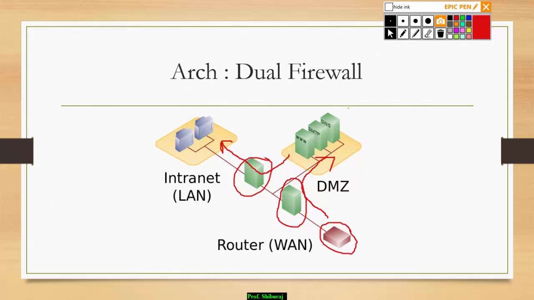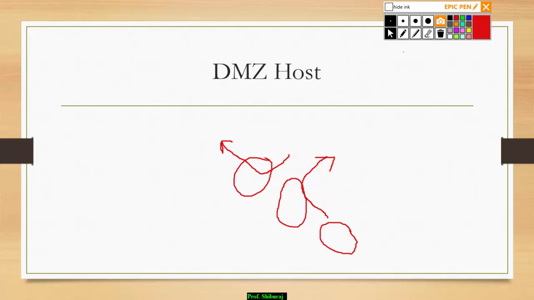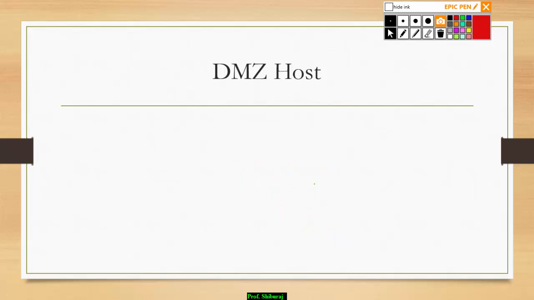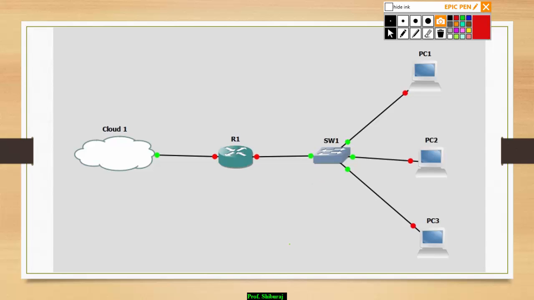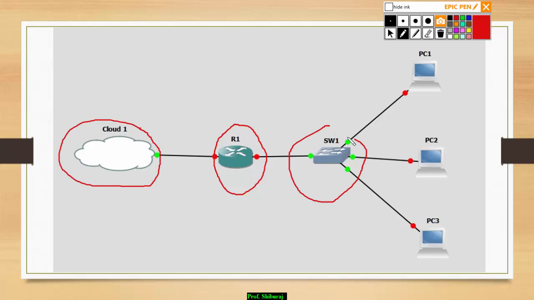But in most of the scenarios in our home network, what we see is a single host DMZ. So it's completely different when compared to a multi-host DMZ. Here there is only a single host, as shown over here. So as shown over here, I have the internet. This is the cloud from where I have the internet. This is my router, a switch, and a couple of computers connected to the switch.